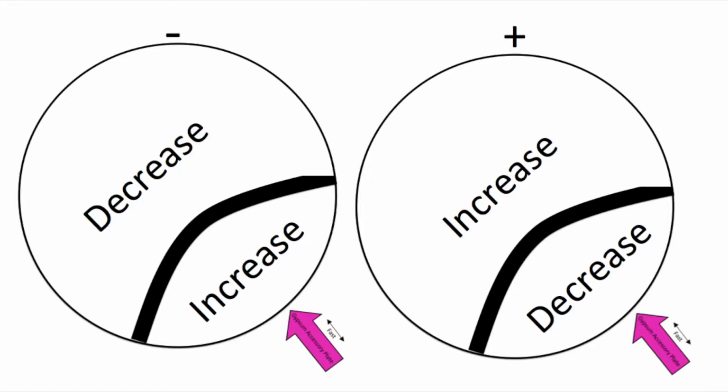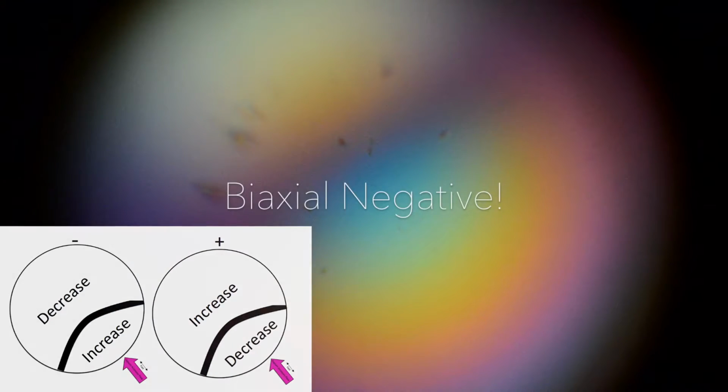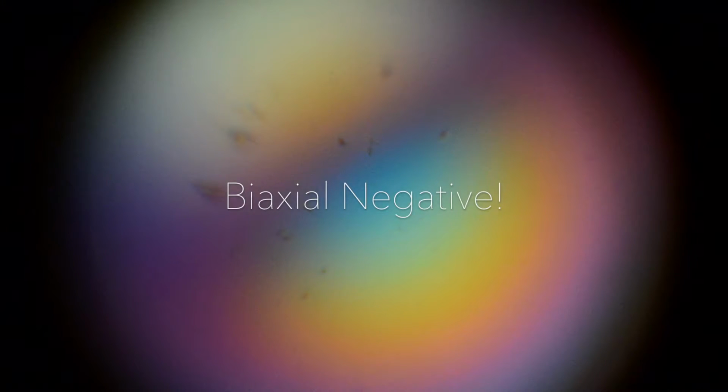In a biaxial negative mineral, we see an increase inside the curve of the isogyre and a decrease outside. In a biaxial positive mineral, we see a decrease on the inside and an increase outside. It is important that we align the isogyre as pictured because it needs to correlate to the direction that we insert the accessory plate. This example is a biaxial negative mineral.